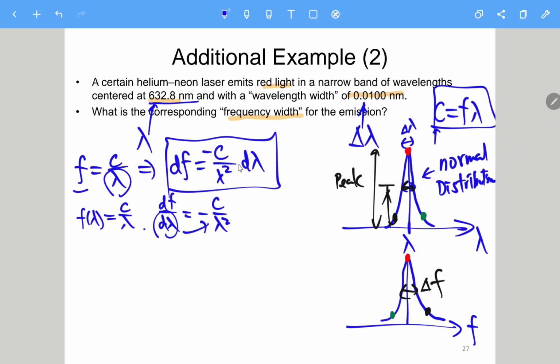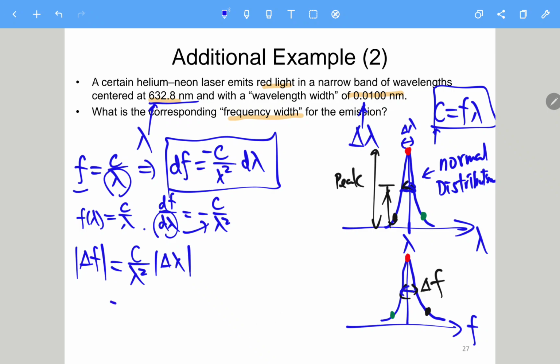Okay, so we can just plug in this value, and actually we can just take the absolute value here. So delta f is like c over lambda squared times delta lambda. We just replace df with delta f and d lambda with delta lambda, but we take the absolute value because we have a negative sign. It means that if we have a larger wavelength, we have a smaller frequency, so from here to here we go from left to right, and from here to here we go from right to left.